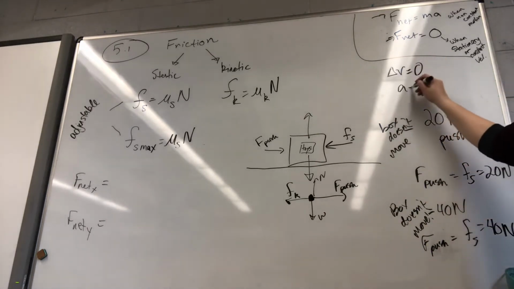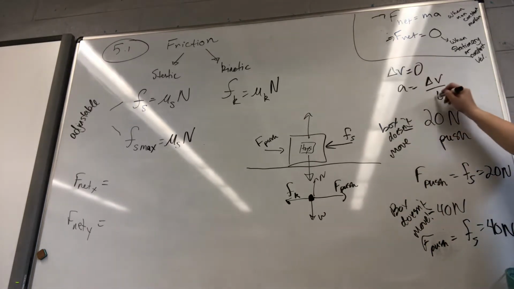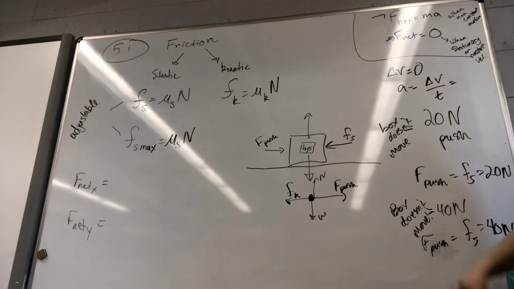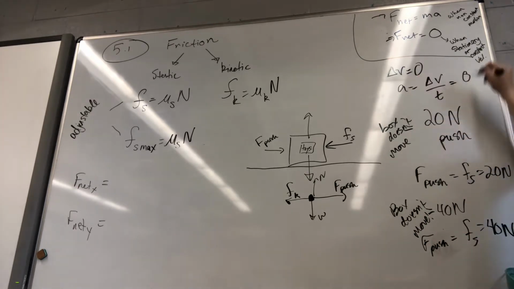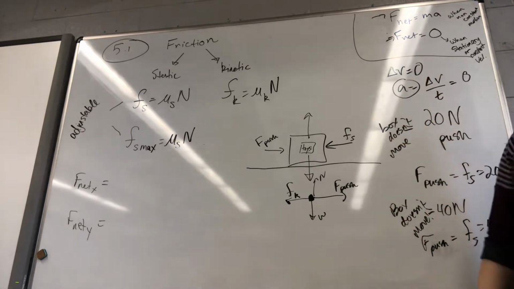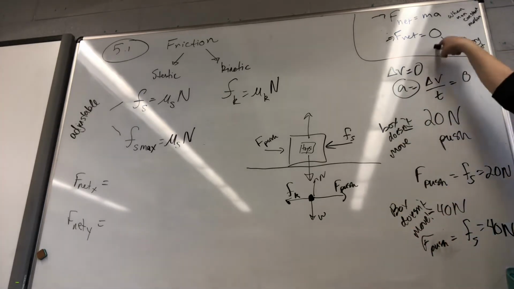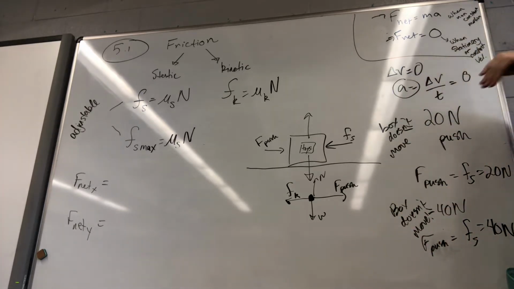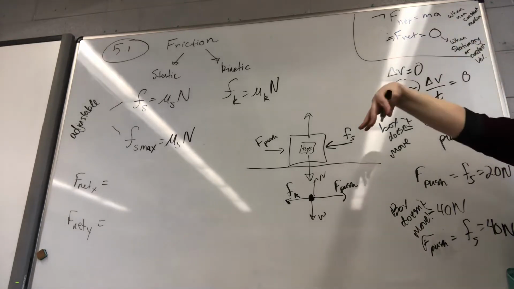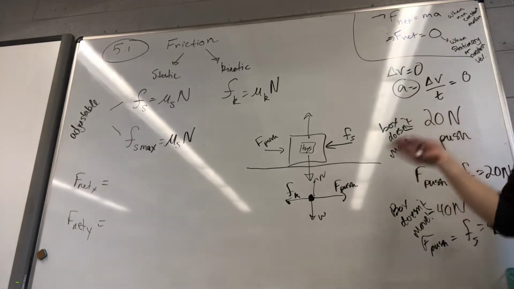And the acceleration formula says delta V over time is going to be a number. And if your delta V is 0 because it's constant, then a is 0. Make sense? So the reason why F net is 0 is because when an object is moving at a constant velocity, it's not changing its velocity, which means that acceleration doesn't exist.